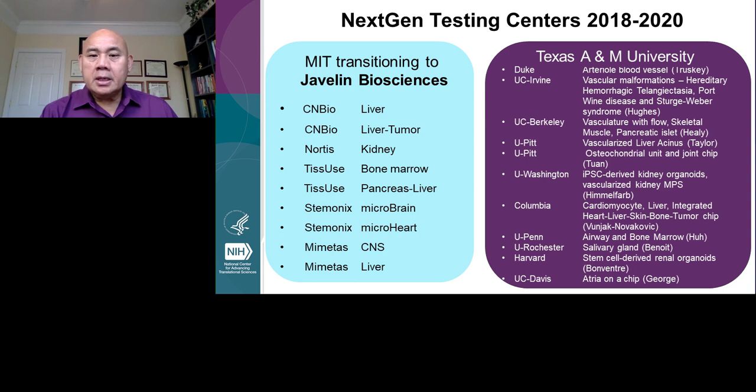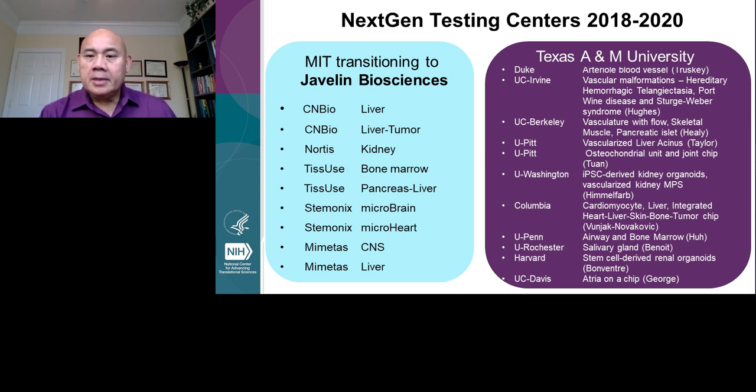As I mentioned, we have renewed the testing centers for another round of funding with the goal of transitioning them into a self-sustaining model. So the MIT Testing Center is transitioning into a CRO, Javelin Biosciences, and they have a business model of working with some of the startups and spin-off companies that are commercializing some of these technologies and being able to validate the systems as they come into market.